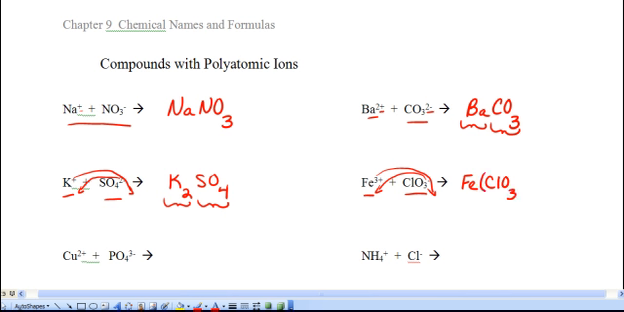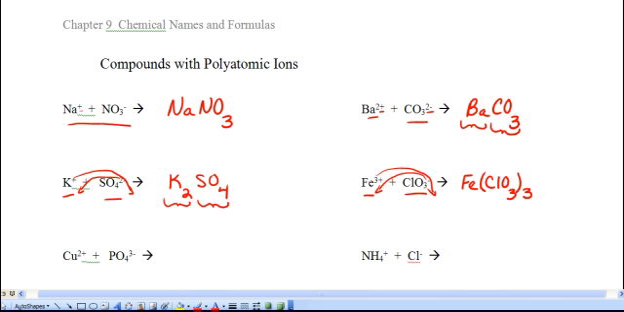Now you might say, well, there's already 3 there. No, that 3 stays with the oxygen always. You need to put a 3 with the entire chlorate. So to avoid confusion, we put parentheses around the polyatomic ion and then put the number on the outside, the subscript on the outside. So this formula will be Fe(ClO3)3. Alright?